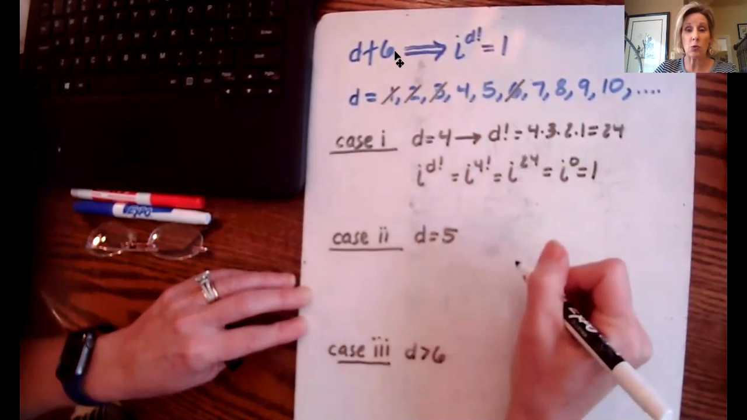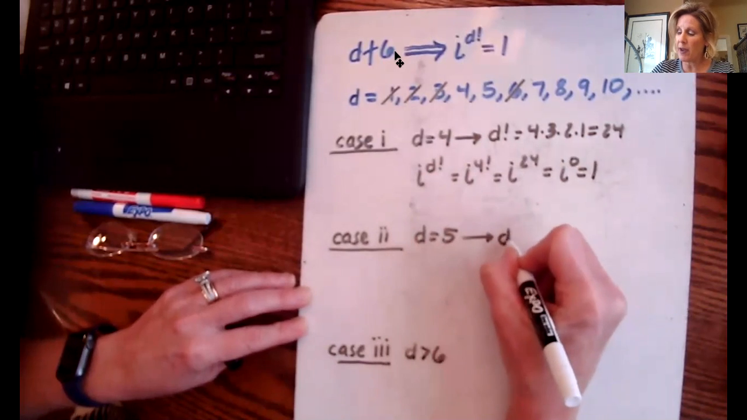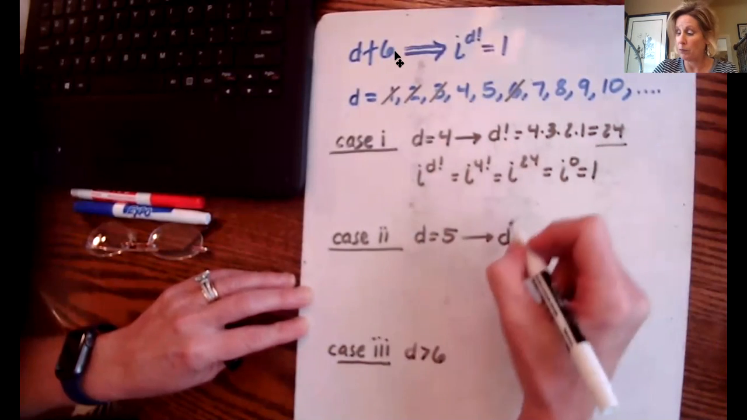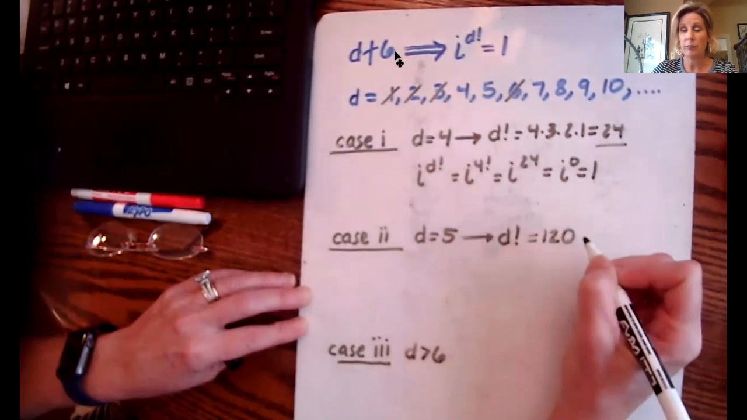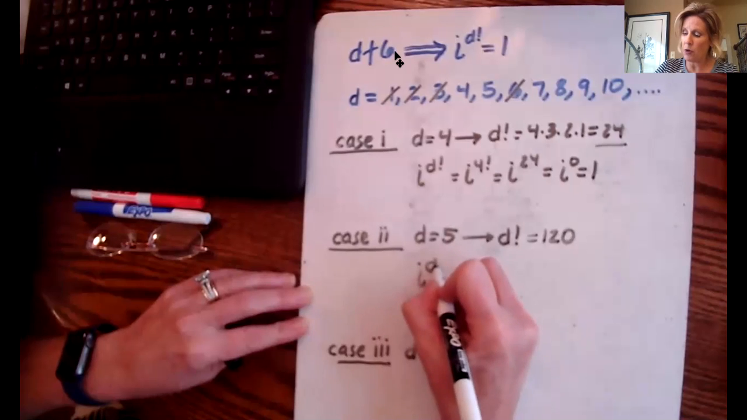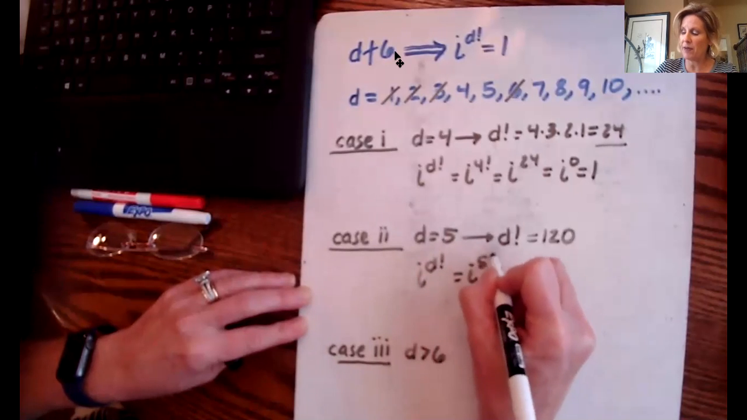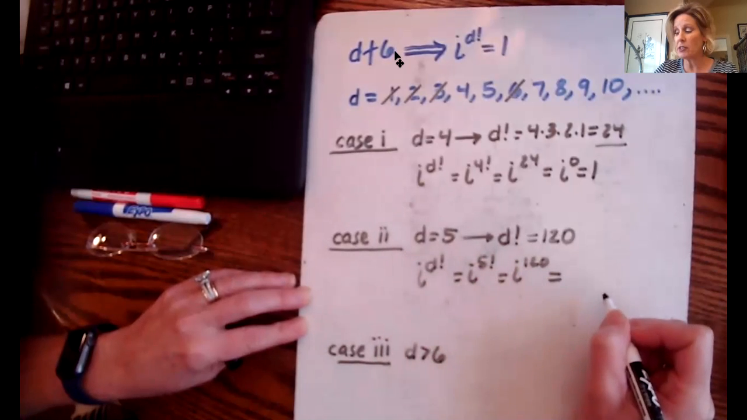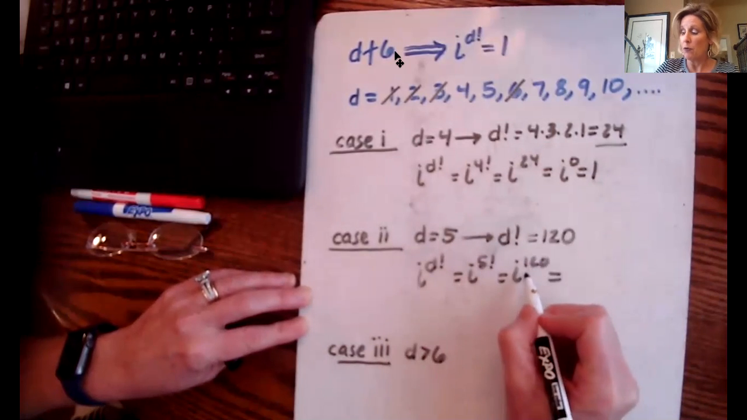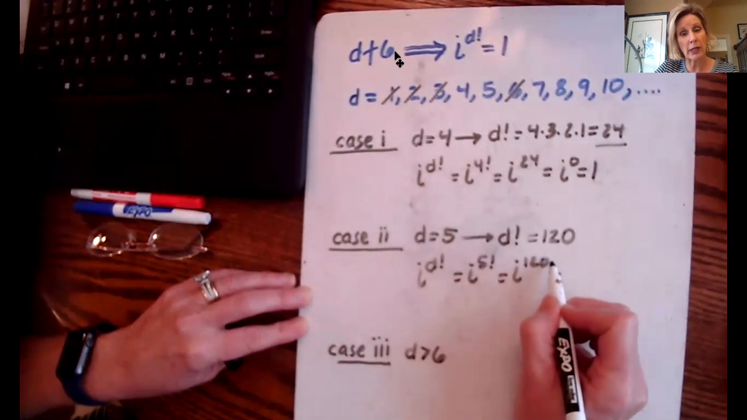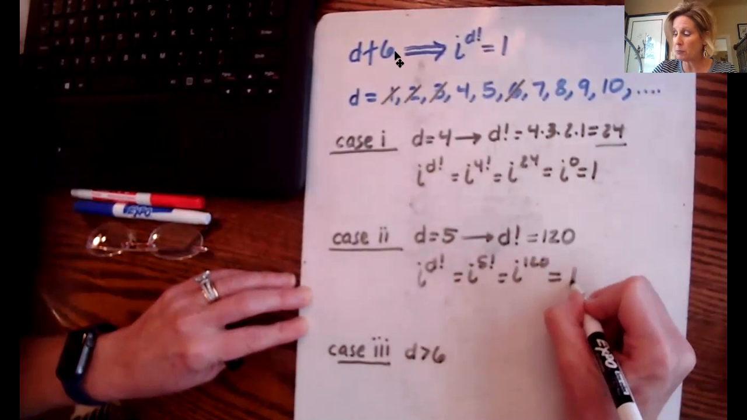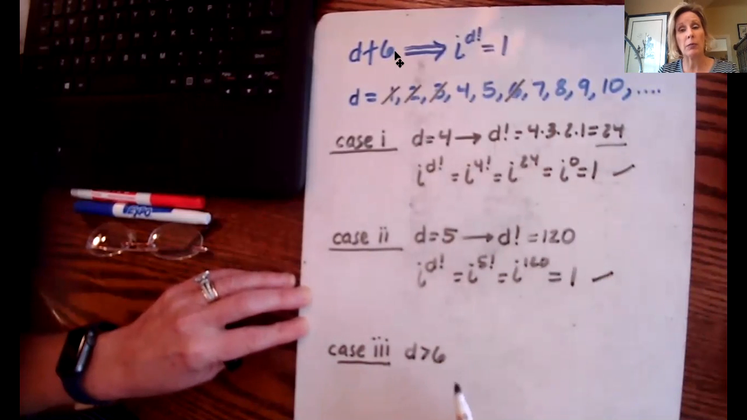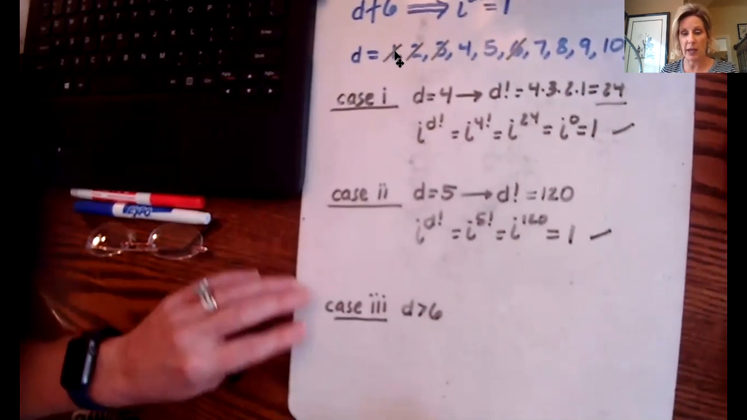So when we test d equals 5, we know that d factorial is simply going to be 5 times 24, which would be 120. So i to the d factorial equals i to the 5 factorial equals i to the 120th power. And just as we said in case 1, 4 divides into 120 evenly, so i to the 120th must be 1. So my first 2 cases are giving me a true statement. Let's look at the third case.